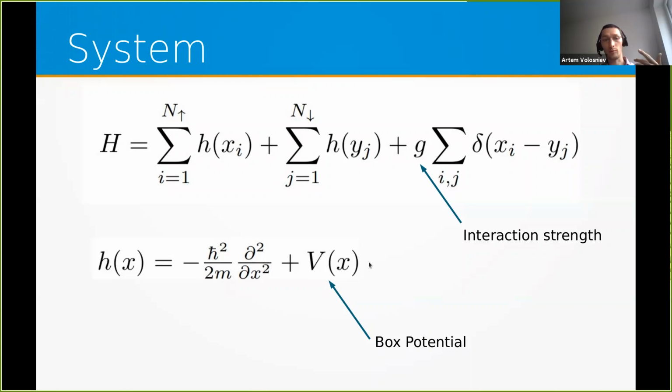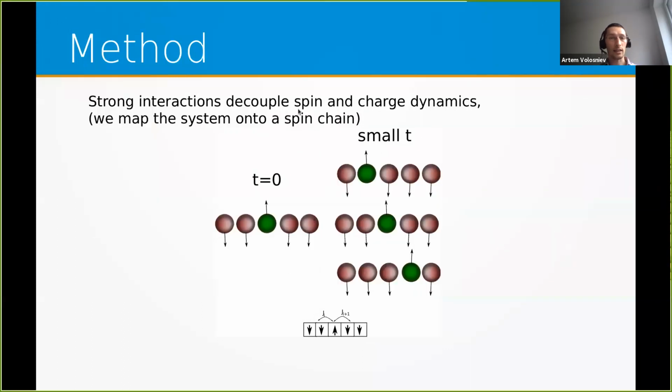Okay, so what do we want to do? We want to take a system that is described by such a Hamiltonian, then flip a particle in the middle, and then see how it propagates. And it's natural to ask how to do that.